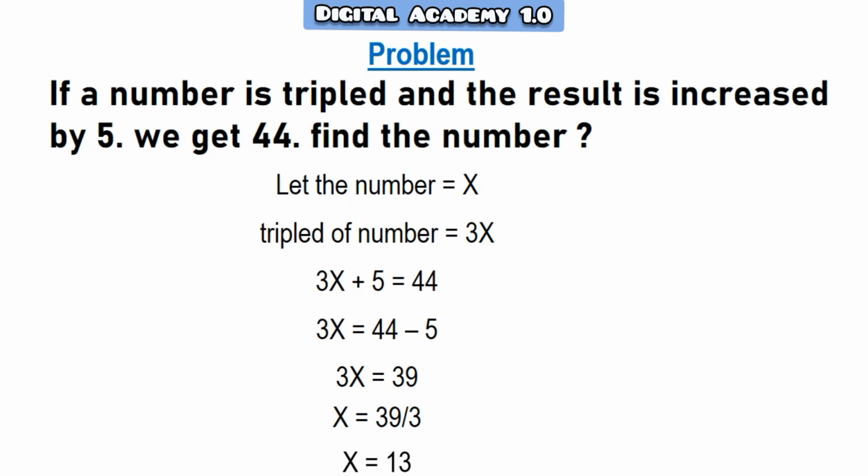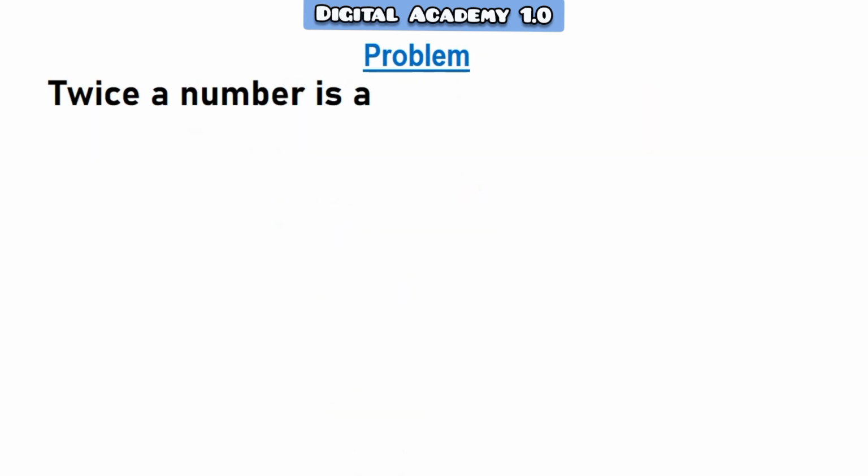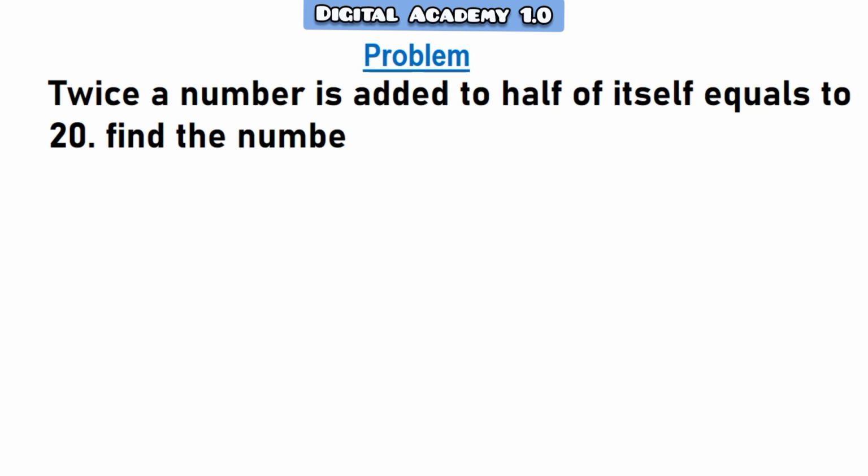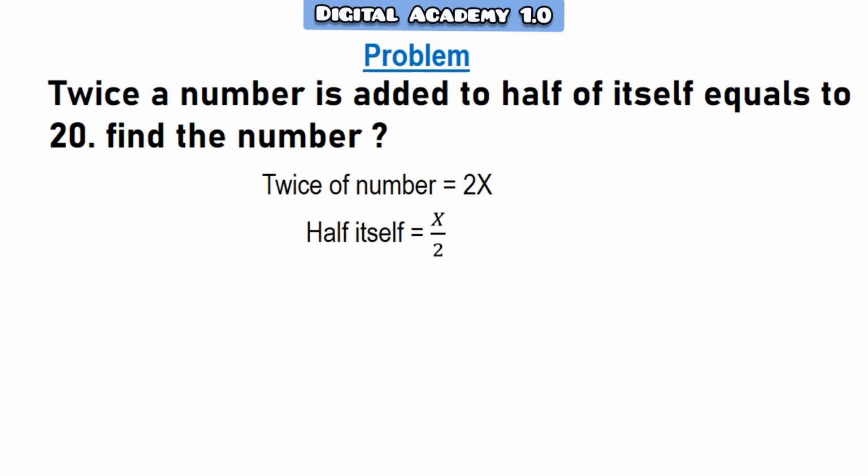Next, twice a number added to half of itself equals 20. Find the number. Twice of the number equals 2x. Half of itself equals x/2. So, 2x + x/2 = 20. Multiply both sides by 2 to eliminate the fraction.